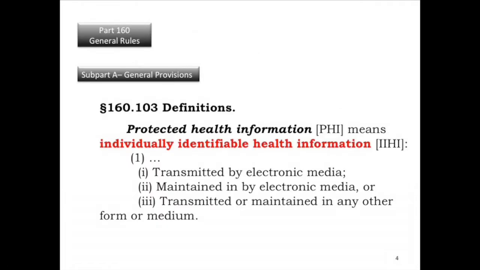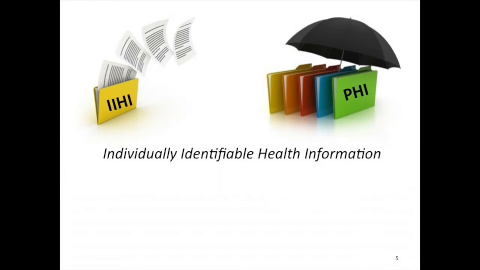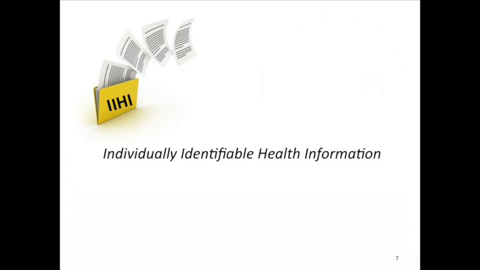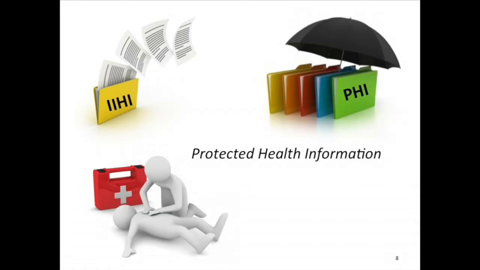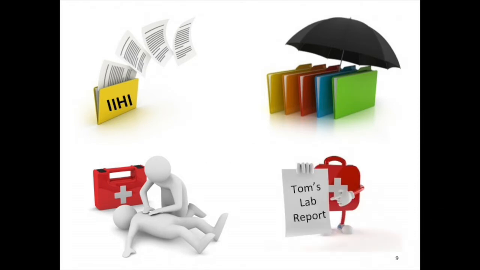PHI is individually identifiable health information that's collected from an individual and is created, received, transmitted, or maintained by a covered entity. IIHI and PHI are interchangeable terms. IIHI is a subset of PHI. PHI relates to an individual's health conditions, medical services, or payments, and the information is adequate to identify the individual person.